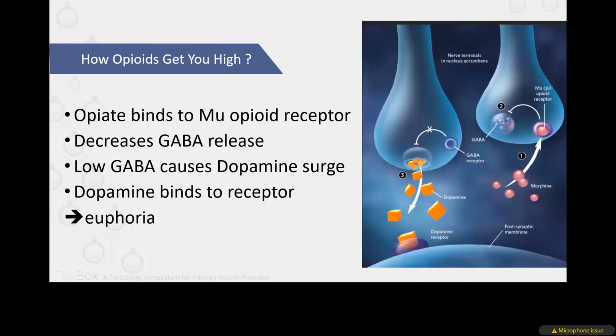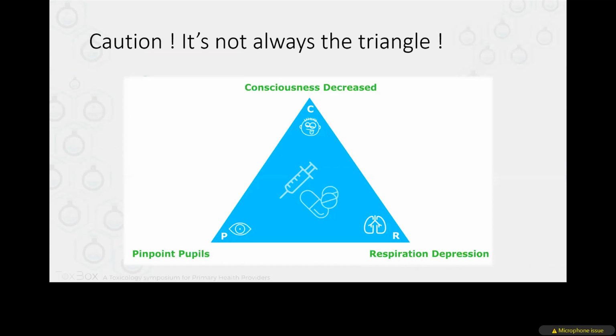Now, how do opioids get you high? Basically, when the opioids bind to the mu receptors, there is a decrease in GABA release, and that causes the dopamine surge, which is responsible for the euphoric feeling. But it's very important to know that it's not always the triangle that we all know about opioid overdose, which is decreased level of consciousness, respiratory depression, and pinpoint pupils.